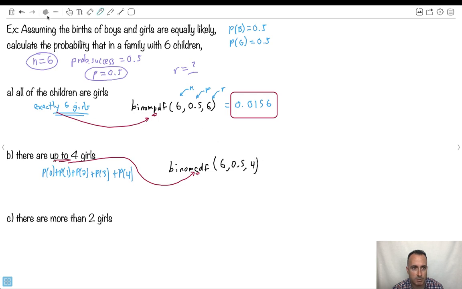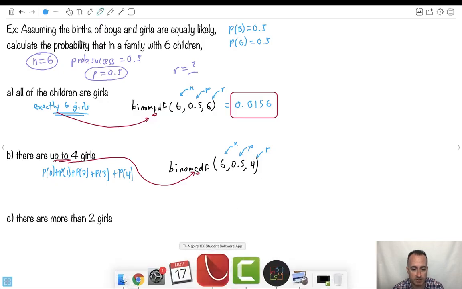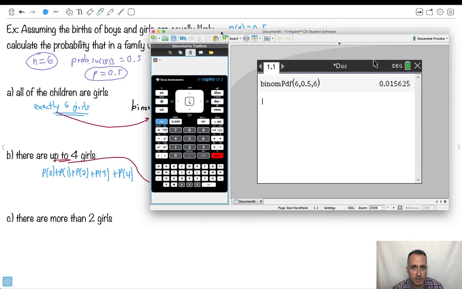Now, what is this again? Remember the first value right here. This is N. This is P. This is up to our successes. All right, so I want to know what's this. So this will tell me the answer all in one go, which I think will be really handy.